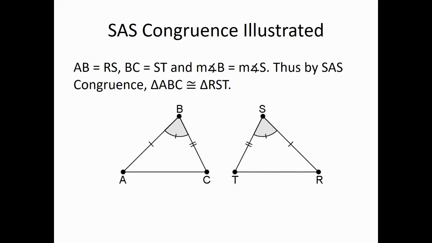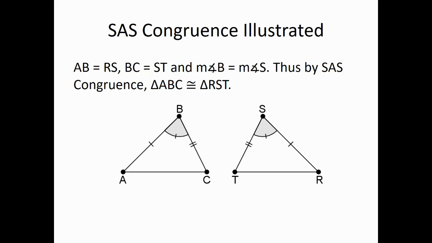So I have, once again, 2 triangles, a triangle ABC and a triangle RST. Notice that I have 2 sides of ABC equal to 2 sides of RST. In particular, AB is equal to RS and BC is equal to ST. And notice as well that we have the included angles equal. In triangle ABC, the included angle, that is the angle in between, is angle B. And in triangle RST, the included angle is angle S.